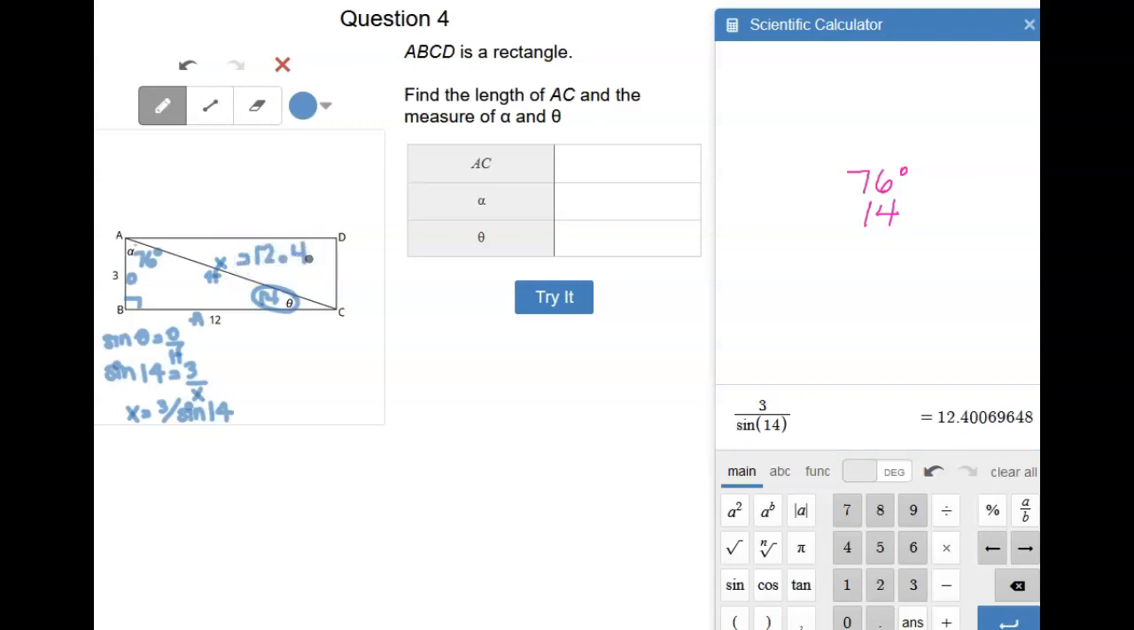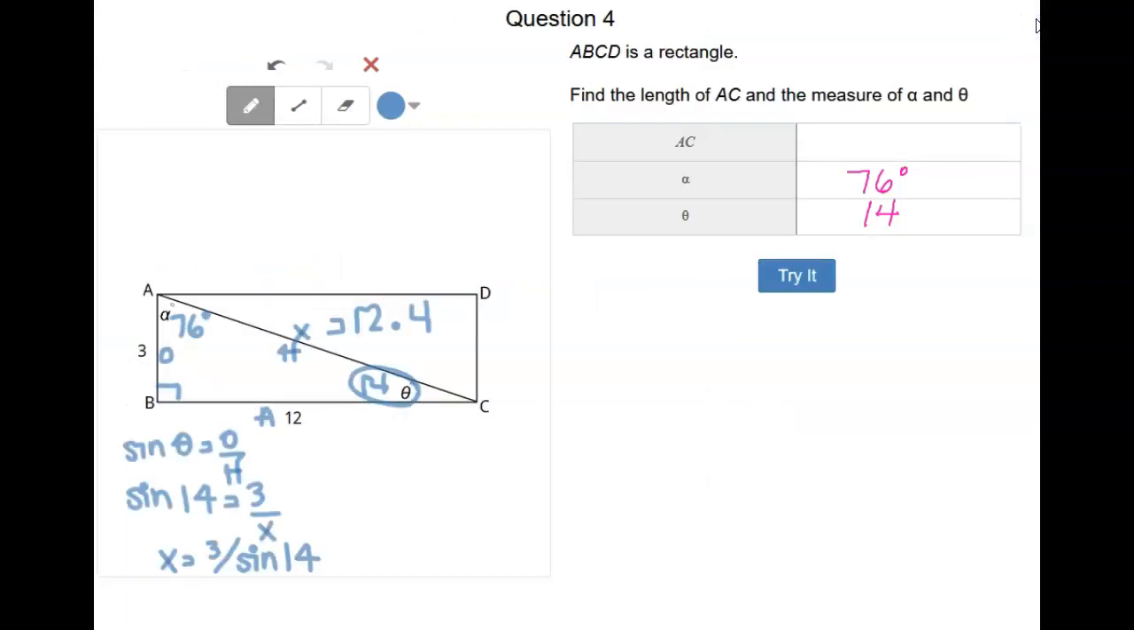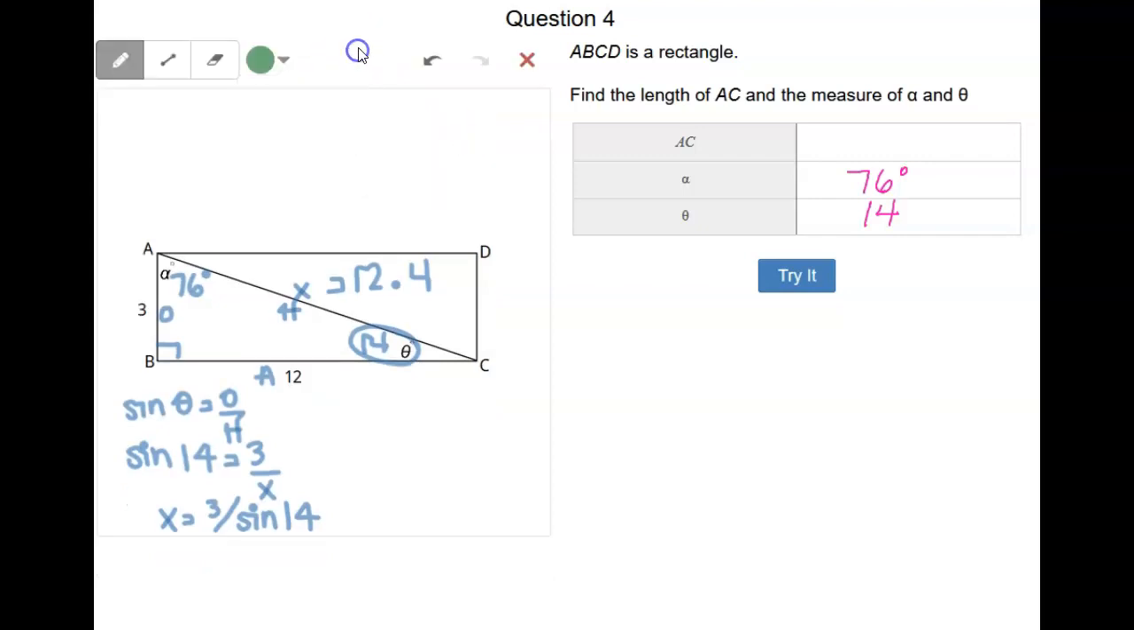And that's using trig. So to use Pythagorean theorem, we do a squared plus b squared is equal to c squared. So a and b, it doesn't matter which one these are, but we know that c is the hypotenuse. So 3 squared plus 12 squared is equal to our hypotenuse squared. So 3 squared is 9. 12 squared is 144. And that's equal to c squared.